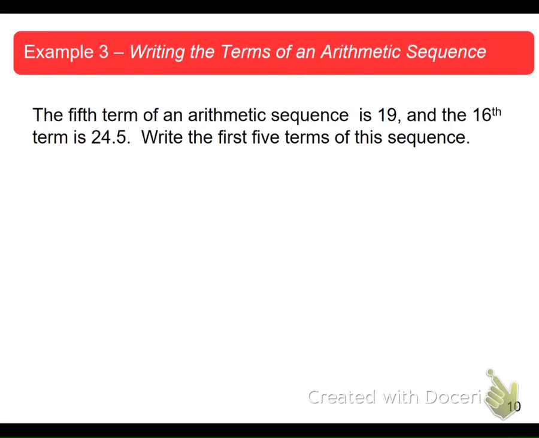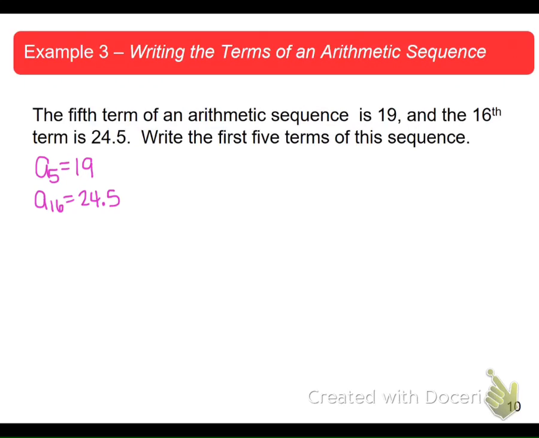Okay, for example 3, they tell us that the fifth term of the arithmetic sequence is 19 and the 16th term is 24.5. Write the first 5 terms of this sequence. So we know that a sub 5 is 19, and we know then that a sub 16 is 24.5.